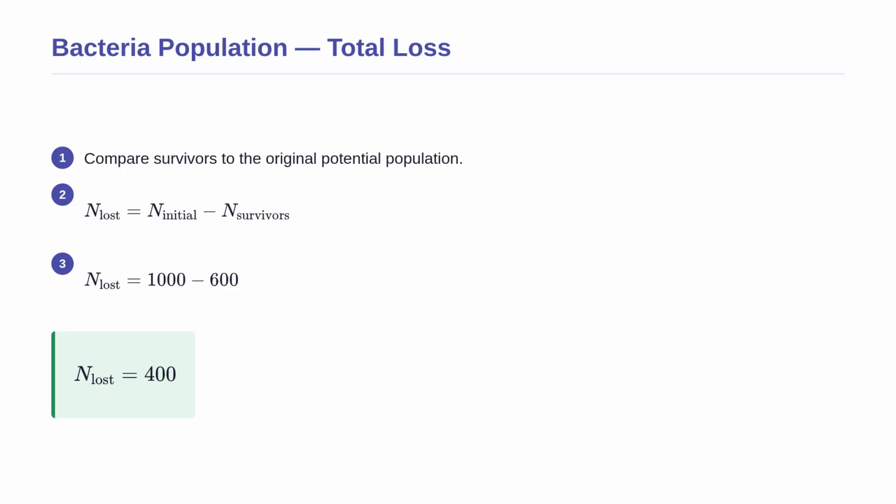Finally, let us calculate the exact death toll caused by this natural selection. To find the total loss, we must compare our successful survivors to the original potential population. We take the initial 1,000 potential reproducers and subtract the 600 successful survivors we just calculated. This final subtraction isolates the exact number of individuals that failed to pass on their genes. The answer is 400. This clearly demonstrates how a selection coefficient translates into a massive real-world population decline, rapidly driving the evolution of the population toward total antibiotic resistance.